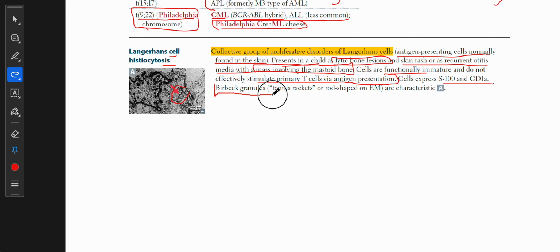Here you can see Birbeck granules, which look like tennis rackets, rod-shaped on EM. You have to remember these things. Tennis rackets are rod-shaped on EM. EM is electron microscopy. Birbeck granules or tennis racket cells on electron microscopy are a characteristic feature of Langerhans cell histiocytosis, and that is how we complete our hematology and oncology session.